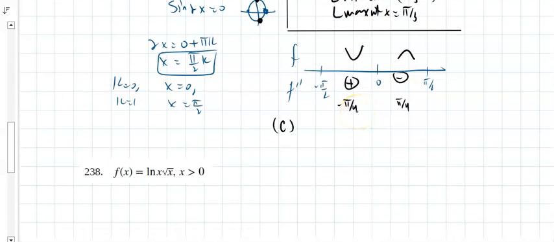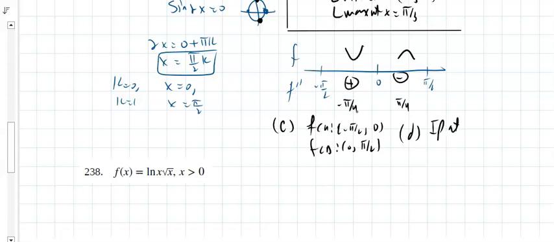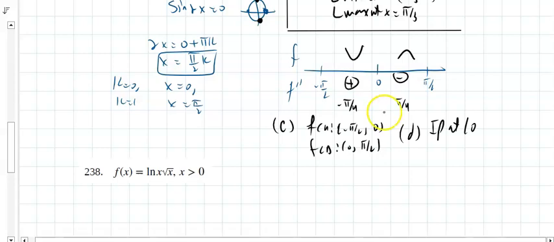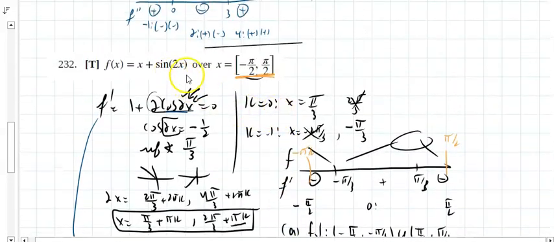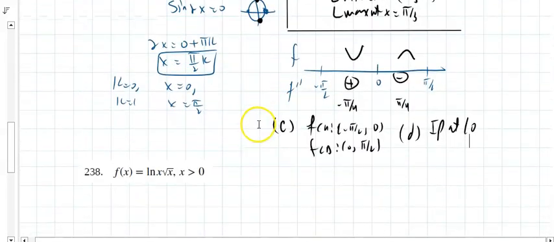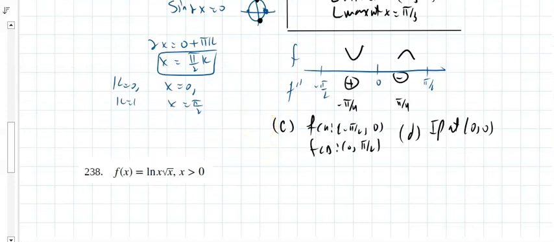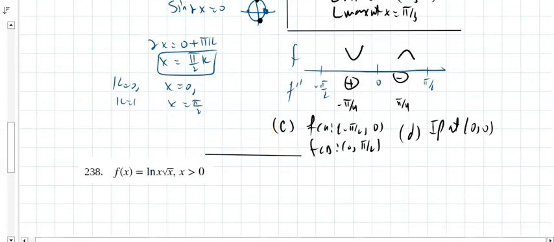C, I would say f is concaving up from negative pi over 2 to 0. f is concaving down from 0 to pi over 2. And D, we have an inflection point at x equals 0. And again, you can plug that into the original and figure out that it's at the origin. And that's pretty much it for those.